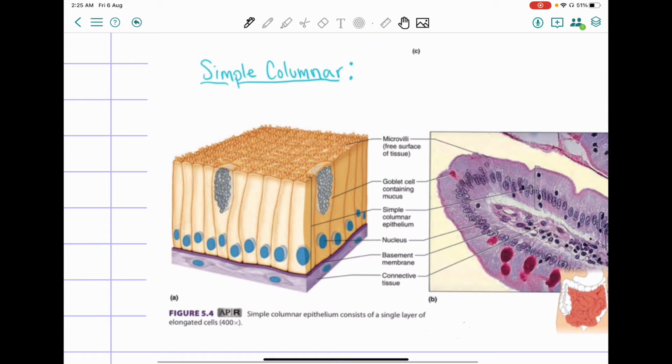What else? Here you can see how it is columnar. Height is more than the breadth. And what else? As usual, an oval basal nucleus. So this is what I told you about the small intestine.